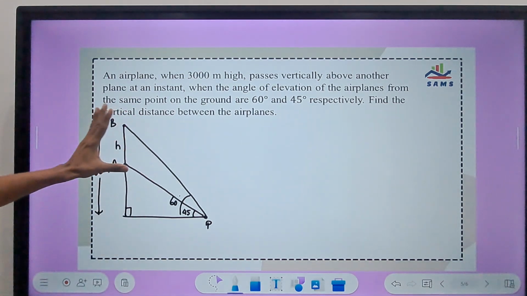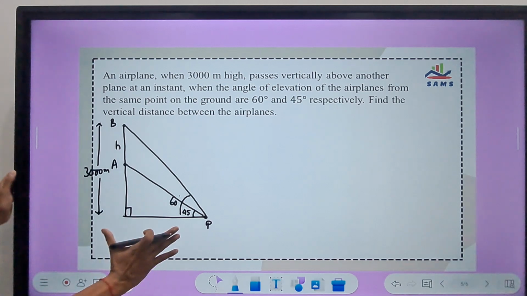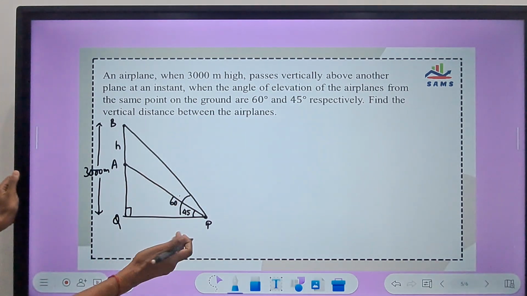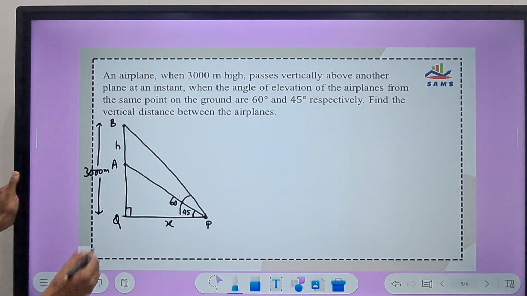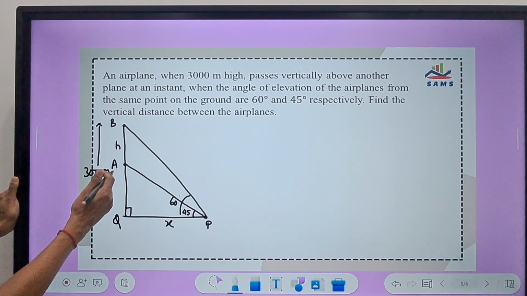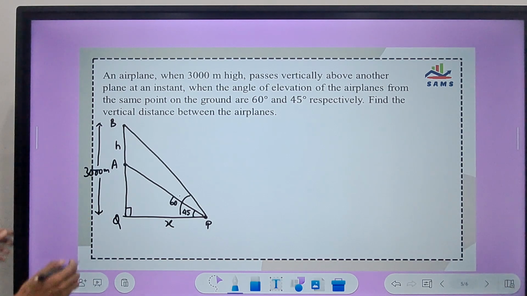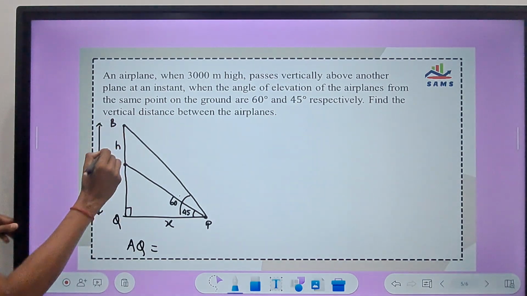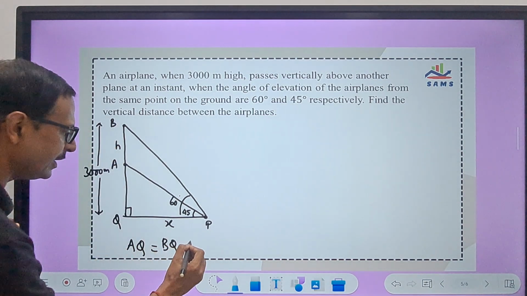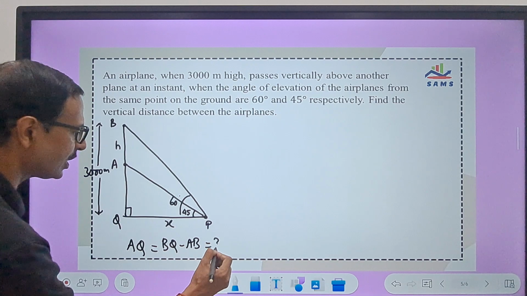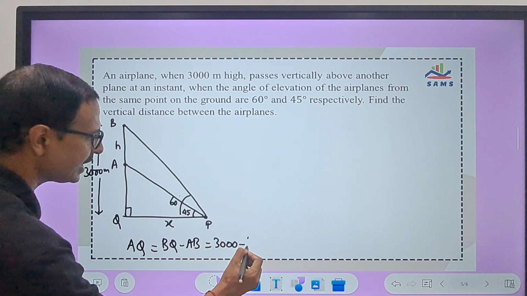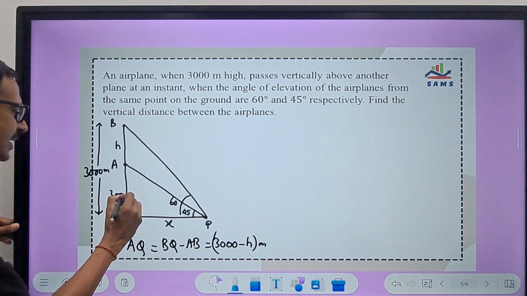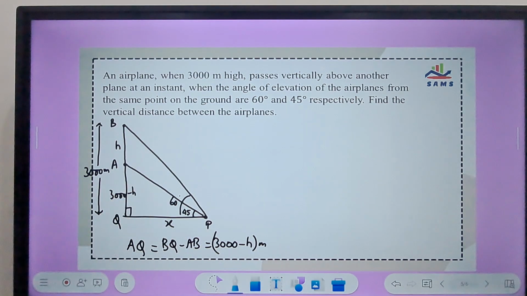Now there are so many things which we don't know in this figure. One is the horizontal. So I told you we always have to assume the horizontal as X, and we don't know AQ also. So what will be AQ in the figure? AQ is actually BQ minus AB. BQ is 3000, AB is H, and so 3000 minus H. This is what is required to be used in the figure.